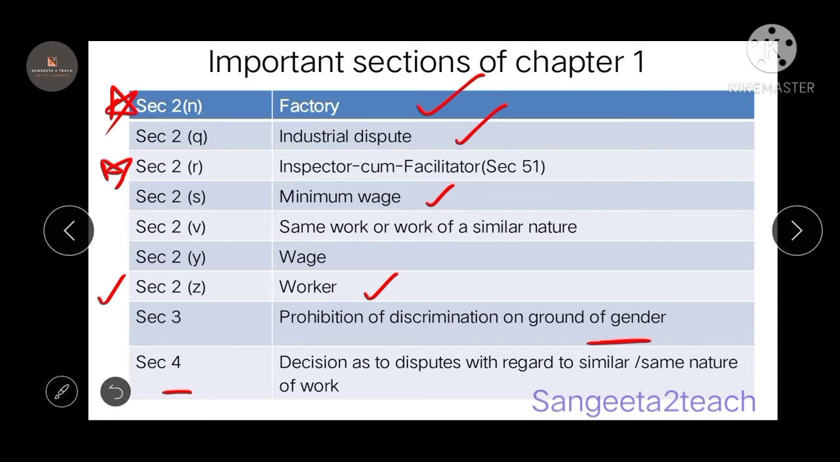Section 4, if there is any dispute, the decision with regard to the same nature of the work is decided by the appropriate government. So this is defined under this particular section 4. So these sections are very important. These can be a direct question. Don't ignore them.